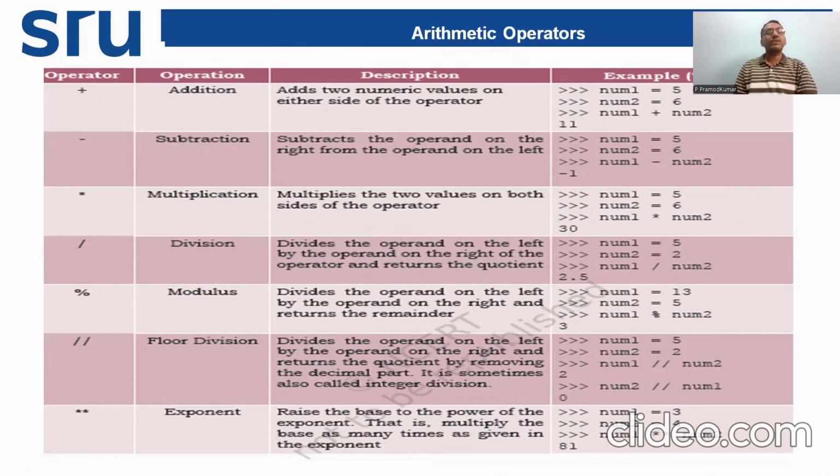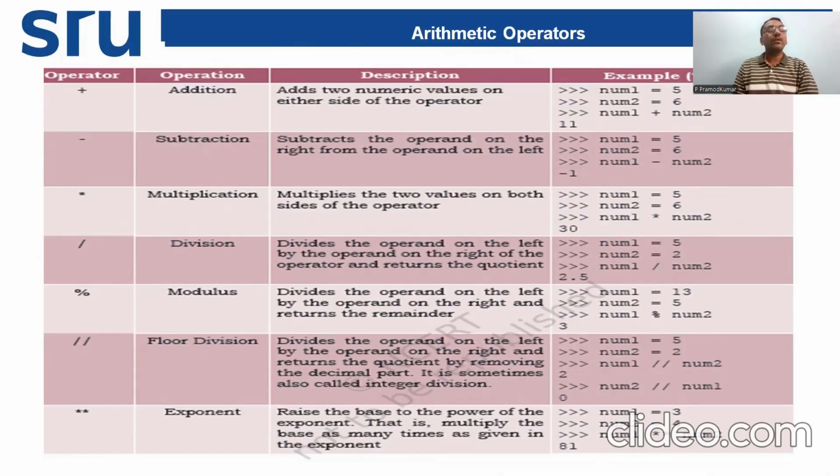Right. Coming to the last symbol, that is a combination of two multiplication symbols, that we call the exponent operator. This operator is to perform a power operation. See, in this example, number 1 is 3 and number 2 is 4. When I perform number 1 exponent number 2, number 1 will be multiplied by itself number 2 times. If you take number 1 as 3 and number 2 as 4, 3 will be multiplied by itself 4 times. That is 3 to the power of 4. Hence, the result becomes 81.